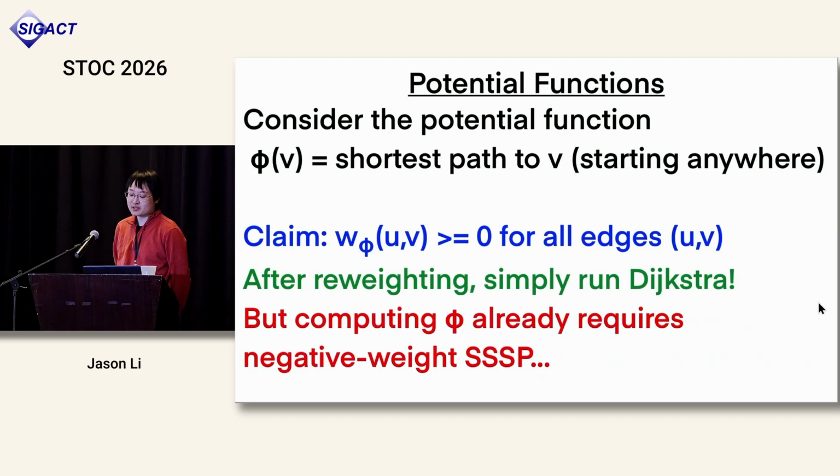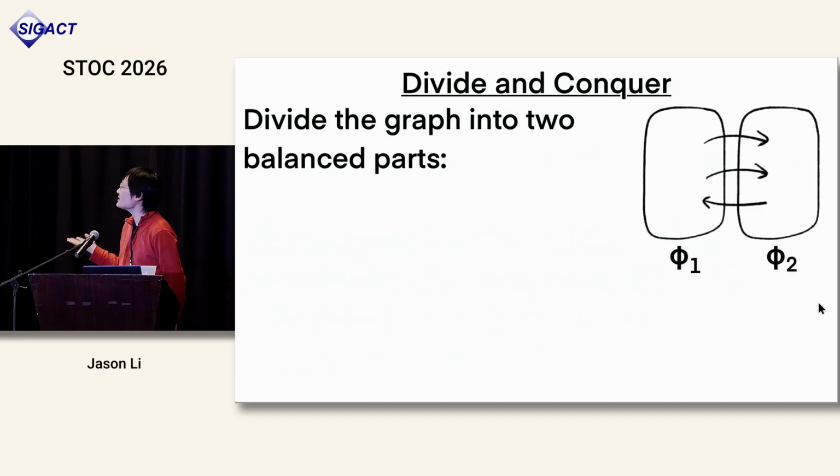Okay. But of course, the benefit is that if we can find this potential function, then we just run Dijkstra because the new weights are non-negative. But the issue, of course, is that this potential function is defined using shortest paths, so computing it already requires negative shortest paths. But nevertheless, let's see one potential way we can use it, and this is by divide and conquer. So far, everything has been still in the Bernstein, Nanongkai, Wulff-Nilsen framework. The new techniques we'll introduce come later on in this talk.